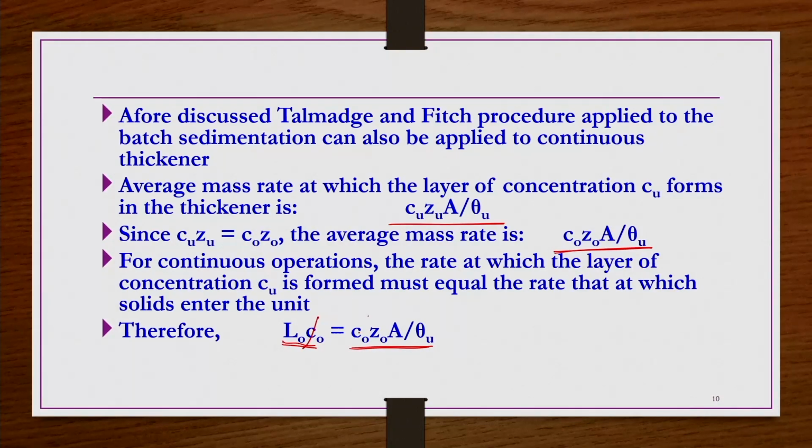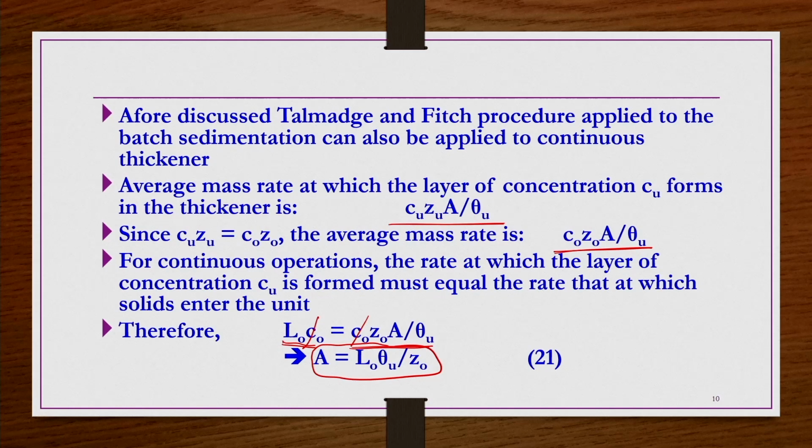This C naught cancels out, and from here you can write an expression for A as L naught theta u by Z naught. L naught theta u by Z naught is nothing but the area required for that continuous thickener. Now, what is L naught? It is the initial feed rate, the volumetric rate at which feed enters the continuous thickener, and Z naught is nothing but the initial interface height.